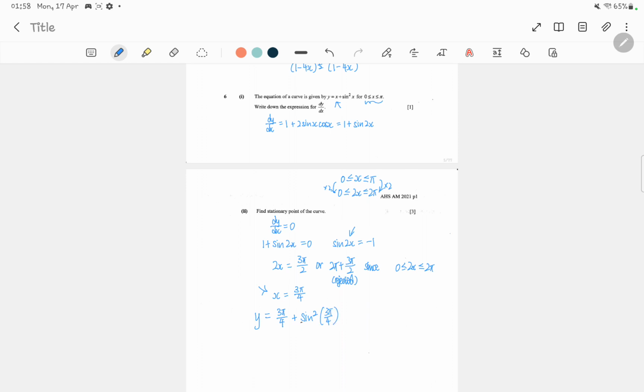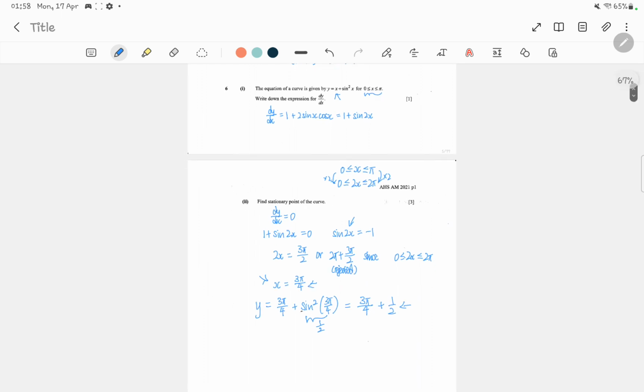Okay, now in this case, this value is actually equals to 3 pi over 4. Let's see, the sine of 3 pi over 4 radians, and you square it, this value over here is actually equals to half. So we plus 1 over 2. So we have our x coordinate of the stationary point and our y coordinate of the stationary point.